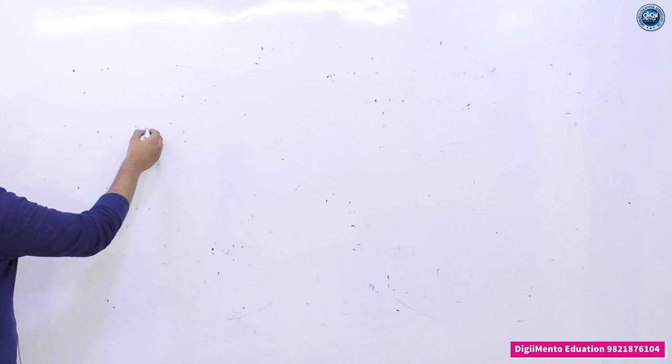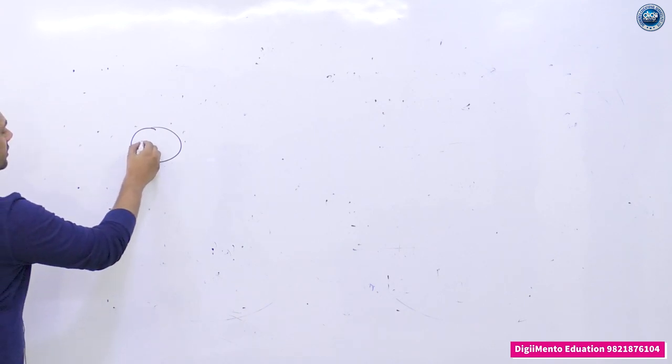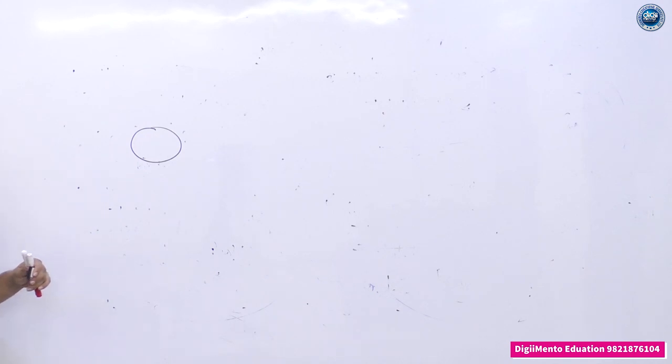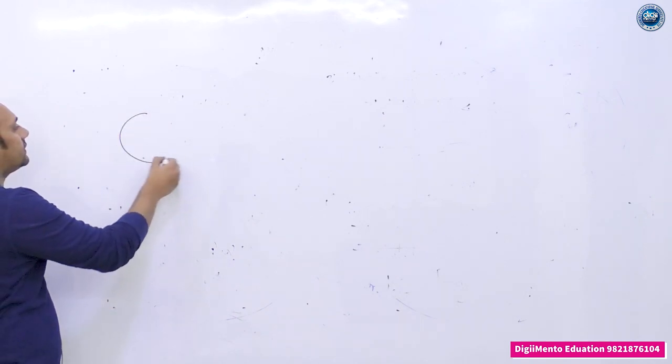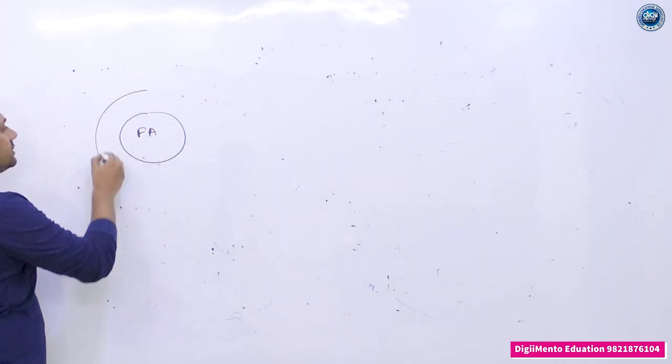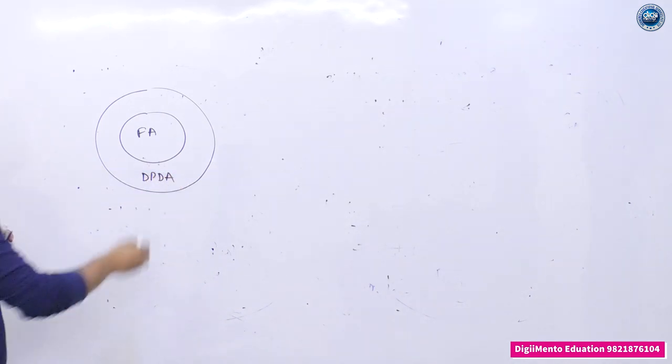Now see, there's one more overview. As I told you, initially I'm going to study finite automata. So there are two types of finite automata. One is deterministic finite automata and the second one is non-deterministic finite automata. Okay. So let me show it this way, that this is the set of all finite automata. All the finite automata that exist, this is the set of all those. Then this set contains two sets. One is deterministic finite automata, the second is non-deterministic. Then this will be the set of all deterministic pushdown automata.